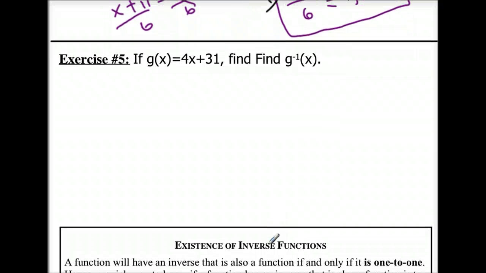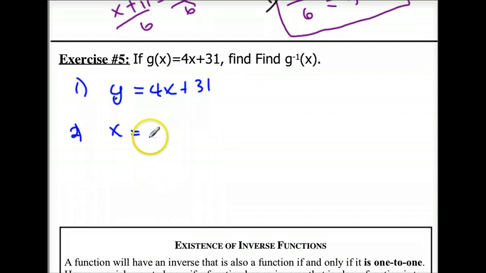If g of x is equal to 4x plus 31, find g inverse. So the first thing I'm going to do is replace g of x with y. Y equals 4x plus 31. That's my step 1. Step 2 says I'm going to switch my x and y. X is equal to 4y plus 31. And then I want to solve for y.